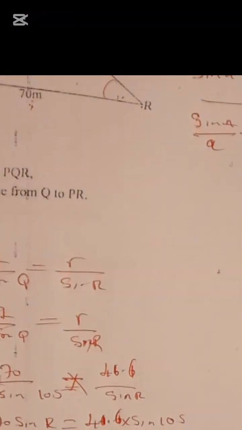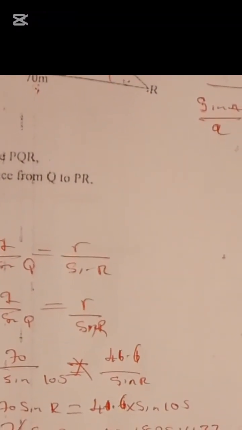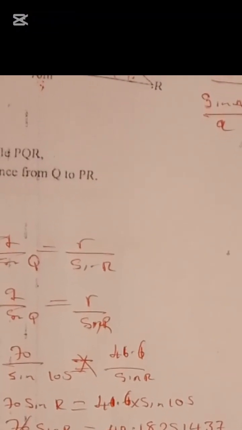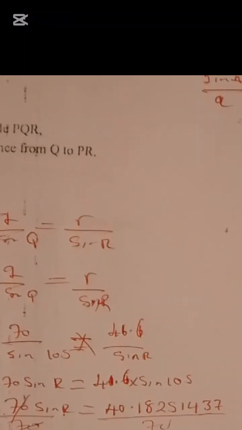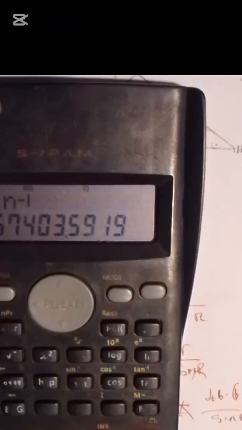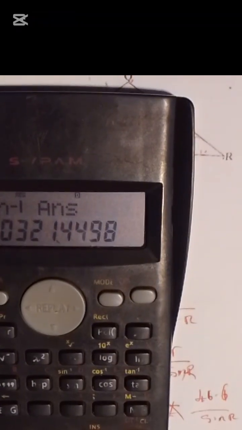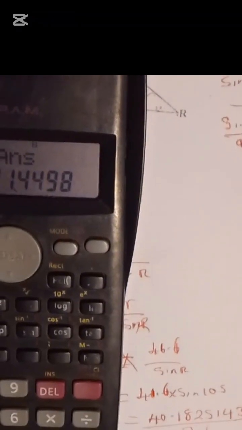So what we want is R, remember. So sine will cross over. So it will be R equals sine inverse of 0.57403519. So R will be equal to what? We just punch shift and sine, equals. So it has given us 35.0 degrees, which is just 35. So meaning the angle that is on R is 35.